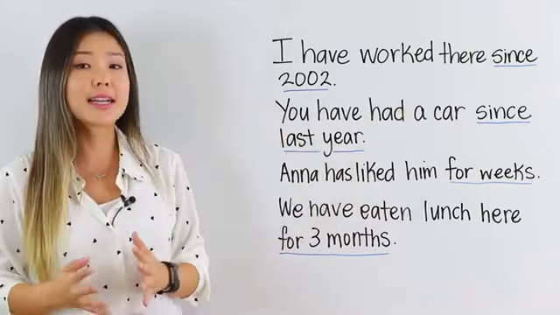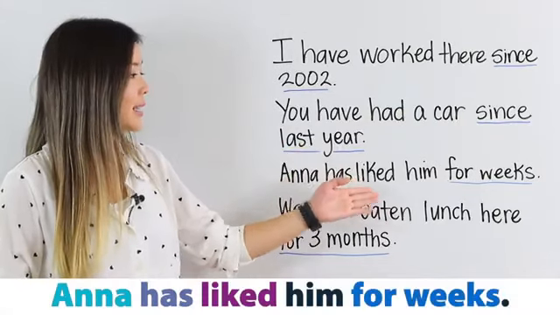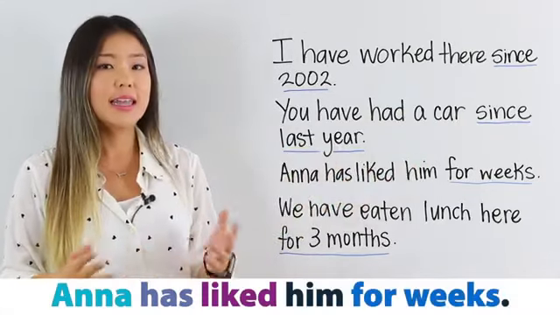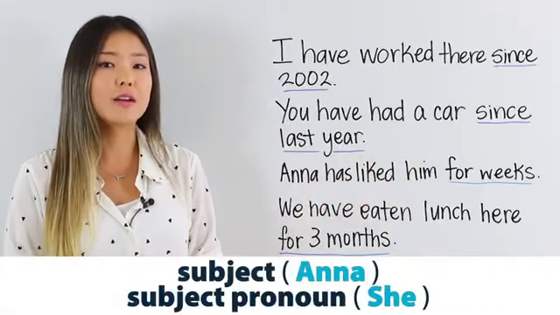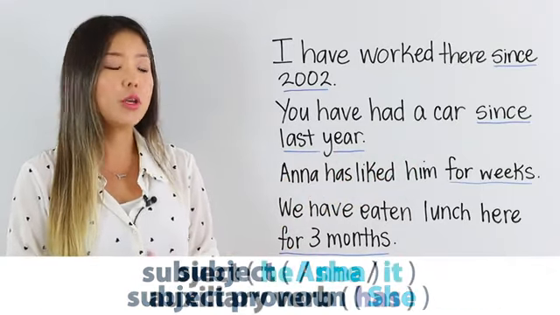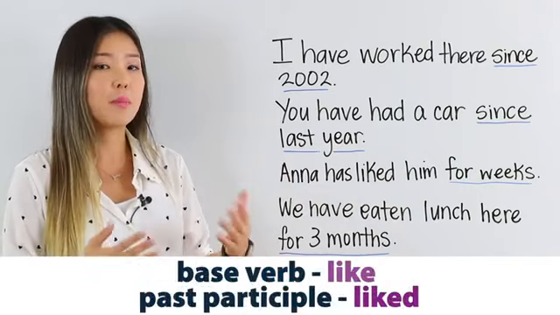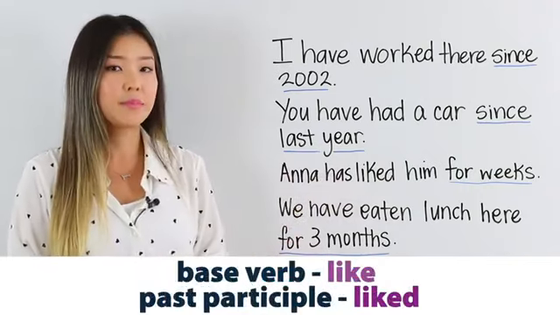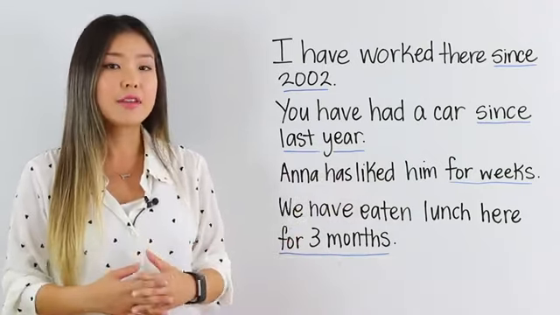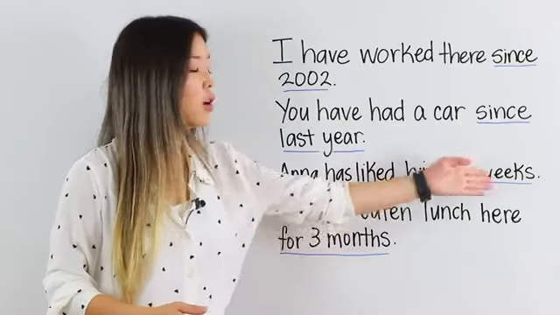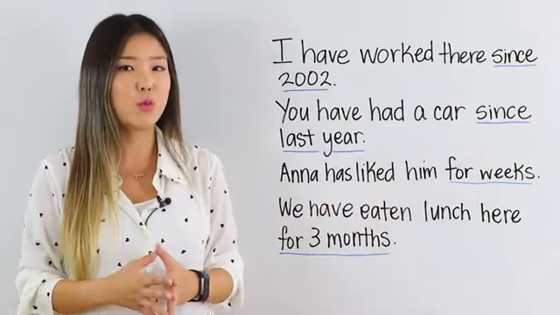Take a look at the next example. Anna has liked him for weeks. In this case, the subject is Anna, which is a she, and so we use has. Then the past participle liked. However, at the end of this sentence, we see for weeks, not since weeks.